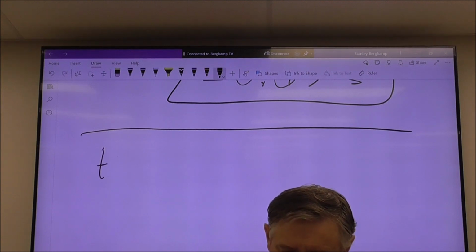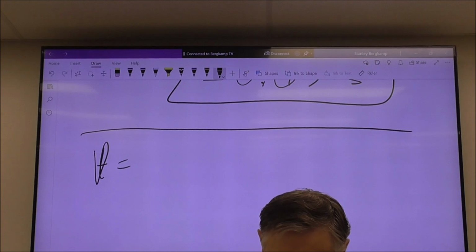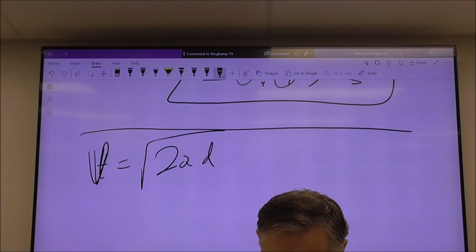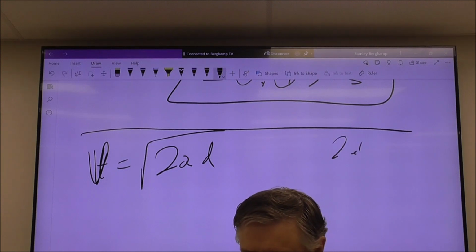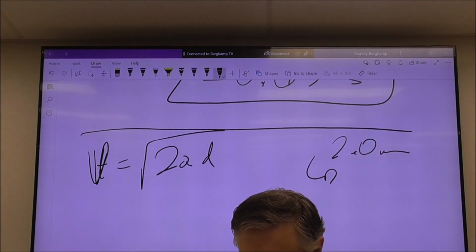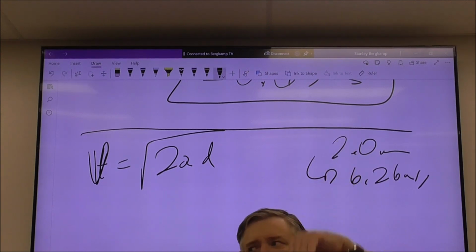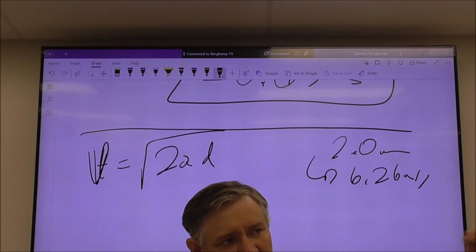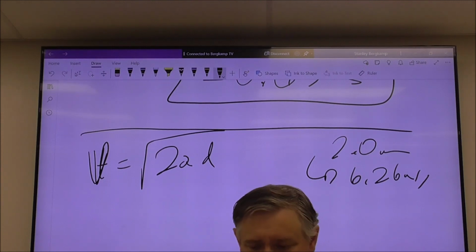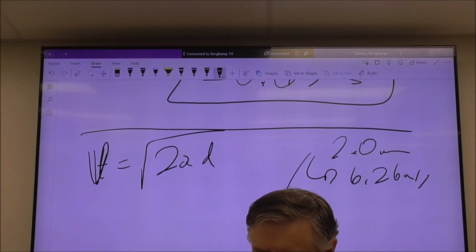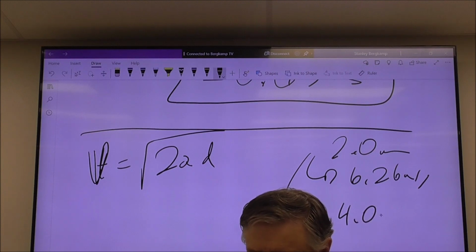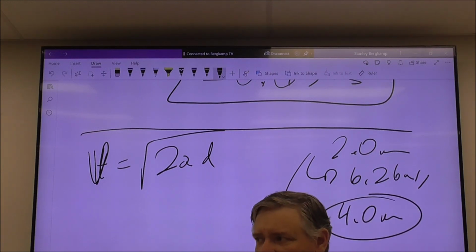So, we're going to look at time again, and we're going to look at velocity again. So let's deal with velocity first, because that's what we did the first time. We said velocity equals square root of 2AD. So when I did that the first time, I got a velocity of 6.26 meters per second, okay, with a height of 2 meters. Now I'm going to double the height, and I'm going to make it 4 meters.